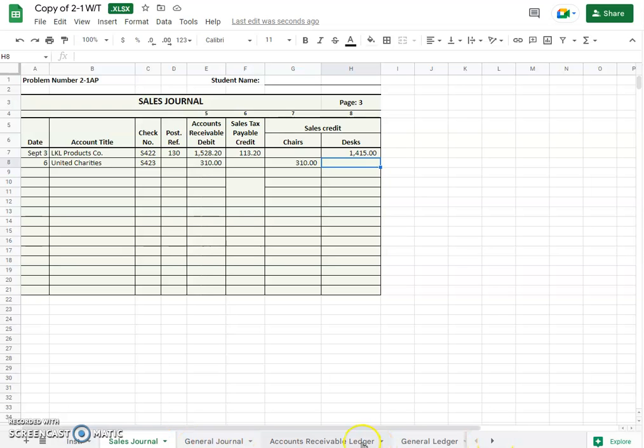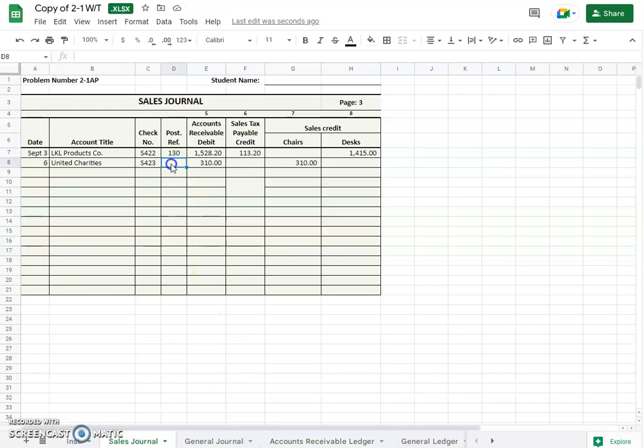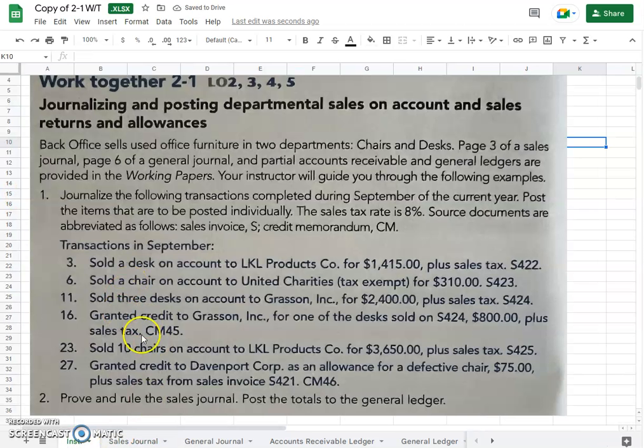And we'll go to our accounts receivable ledger, to United Charities, down at the bottom, on the 6th. From Sales Journal, page 3. The debit is $310. Our new debit balance, add to the old one. Don't always take the suggestions. That one was wrong, so I didn't use it. Add them together. Account number 140 is where we posted to. We'll put that there.